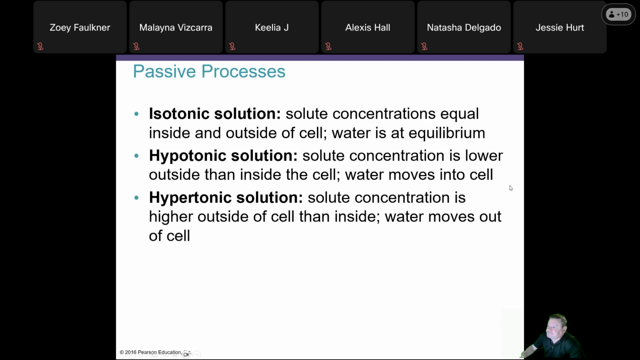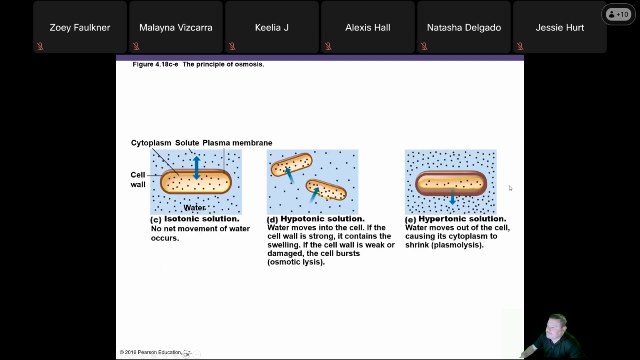Okay. So isotonic is what most cells prefer to be in because it's a balance and they don't have to worry about water going in or going out. Hypotonic, again, the cell has to worry about water rushing in and causing it to swell and burst. Over here, we have to worry about shrinking and water leaving the cell. Right? So hypertonic, you're going to have a lot of stuff outside the cell and water is going to want to leave and cause that cell to shrivel.